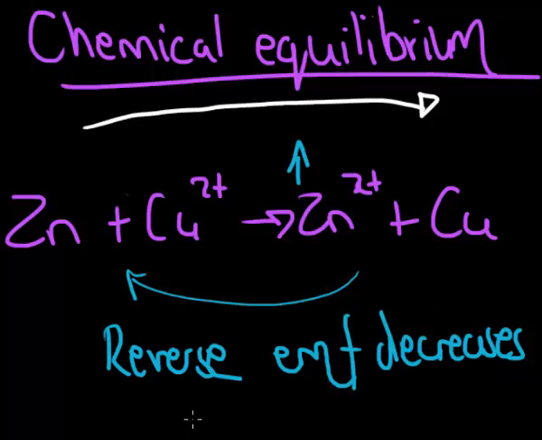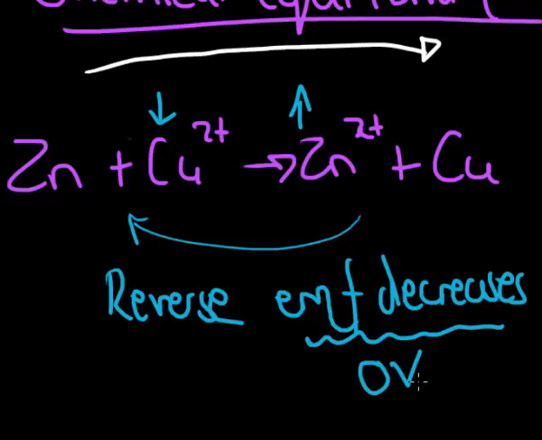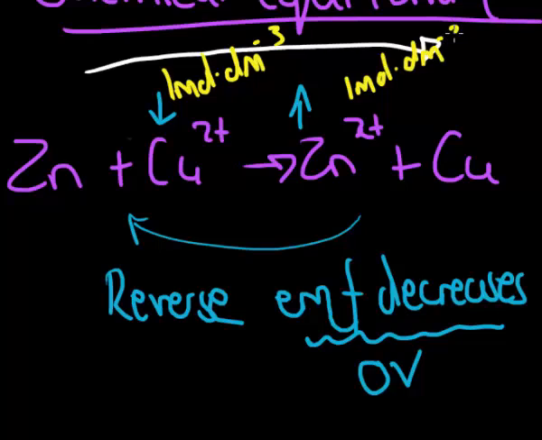Now that means that as this reaction proceeds, as the copper ions decrease and the zinc ions increase, the EMF will decrease until it eventually reaches 0 volts. Because we start off with 1 mole per cubic decimeter standard concentration of my electrolytes, we would note that as this reaction proceeds, we will have less than 1 mole per cubic decimeter of the copper ions after a while, and more than 1 mole per cubic decimeter of the zinc ions after a while.